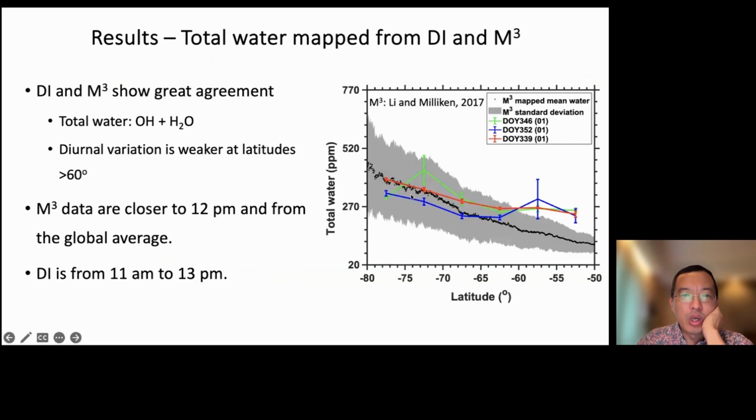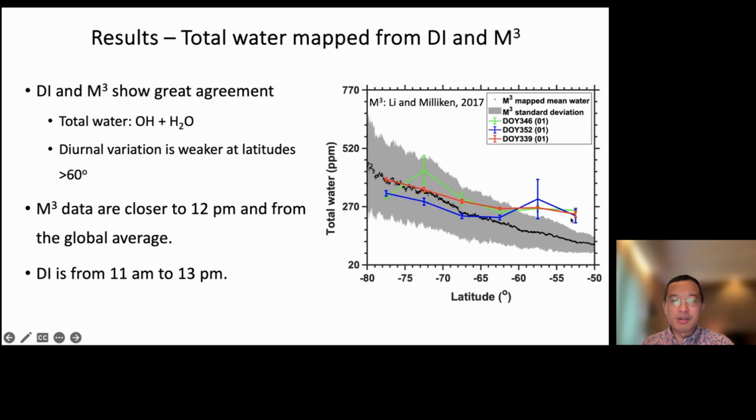And then we apply the model to the Deep Impact data. But before that, we want to understand whether Deep Impact data differ from M-cube, another orbital data set. The Moon Mineral Mapper can also measure the total water. We found that the Deep Impact data measured a similar amount of total water near 3 micron as the M-cube data. You can see there are 3 different flybys. It shows very great agreement with the M-cube data, particularly above like 60 degrees.